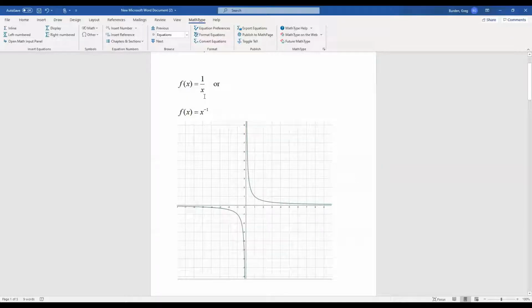It turns out not only can x not be 0 here, but also y, or f of x, cannot be 0 in this case. So there is no x-intercept, there is no y-intercept. The y-intercept would be x equals 0. Well, we can't have that. And there's also no x-intercept because that would mean y equals 0.